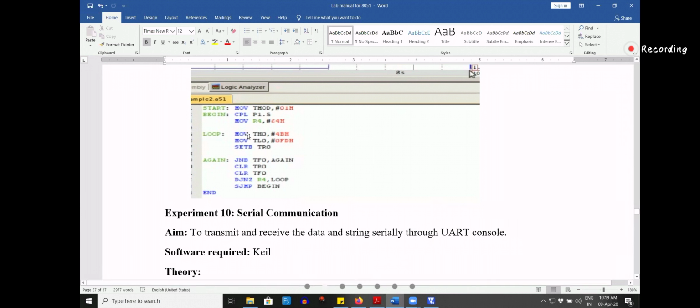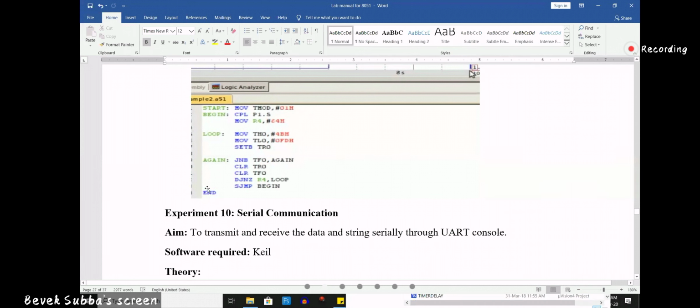How are you doing this? By creating one counter. R4 is a counter here, and you decrement and jump when R4 is not equal to 0. That is DJNZ R4, loop. Until and unless R4 is 0, this loop will go back and run 0, 1, 2, 3, 4, 5 till 100 times. Each loop will run for 50 milliseconds.